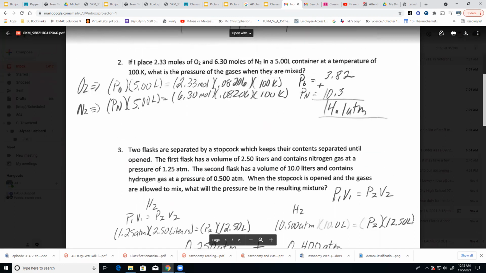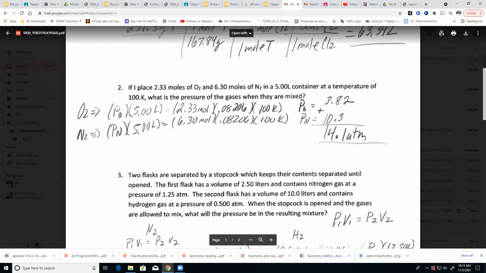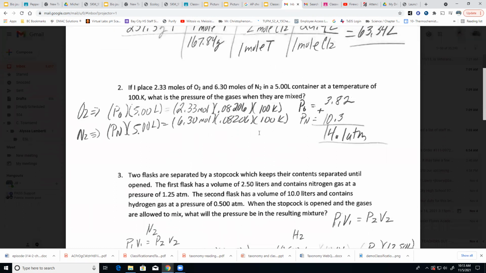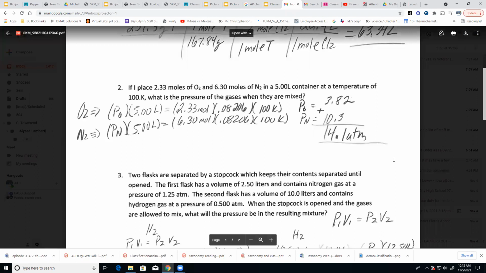Oh, that's the bottom one. I'm on the wrong one. I'm sorry. This one is using number 2. Same thing, number 2, but we did use the ideal gas law.